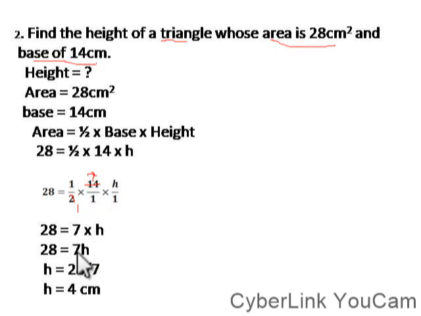Then divide both sides by the coefficient of h, which is 7. When we divide both sides by 7, the 7 will cancel out the other 7, and we are left with h. Then 28 divided by 7 will give us 4 as our answer. So 4 centimeters is the height for this particular question.